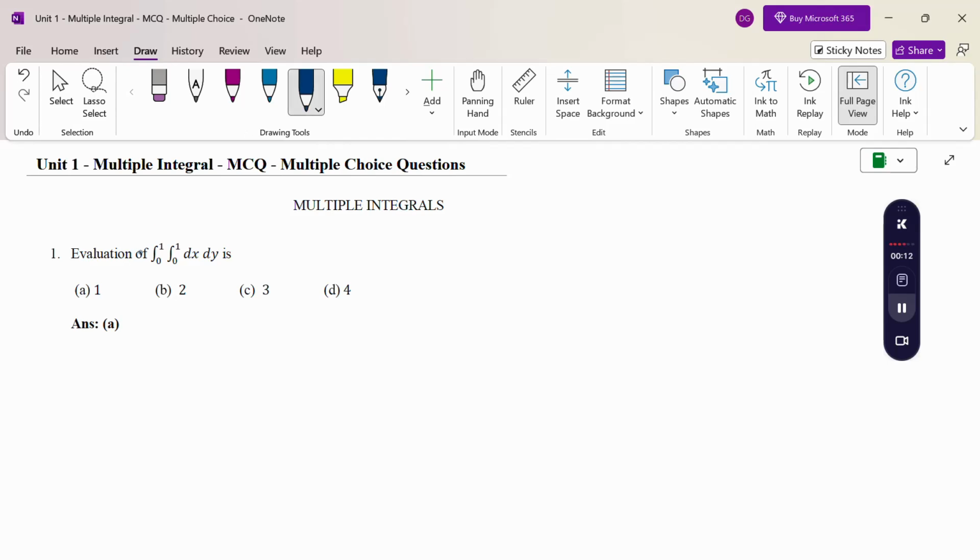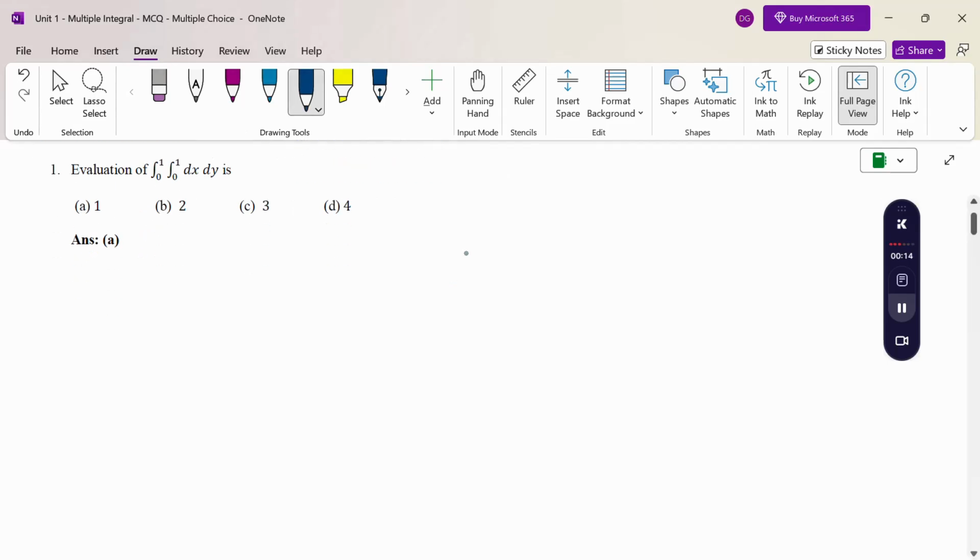In this section, we are going to discuss multiple integral MCQ type questions, multiple choice questions. Look at this problem. The first problem: evaluate the integral over 0 to 1, integral over 0 to 1 dx dy. So double integration 0 to 1, 0 to 1 dx dy. Here dx means the first limit is the x limit and the next is the y limit.